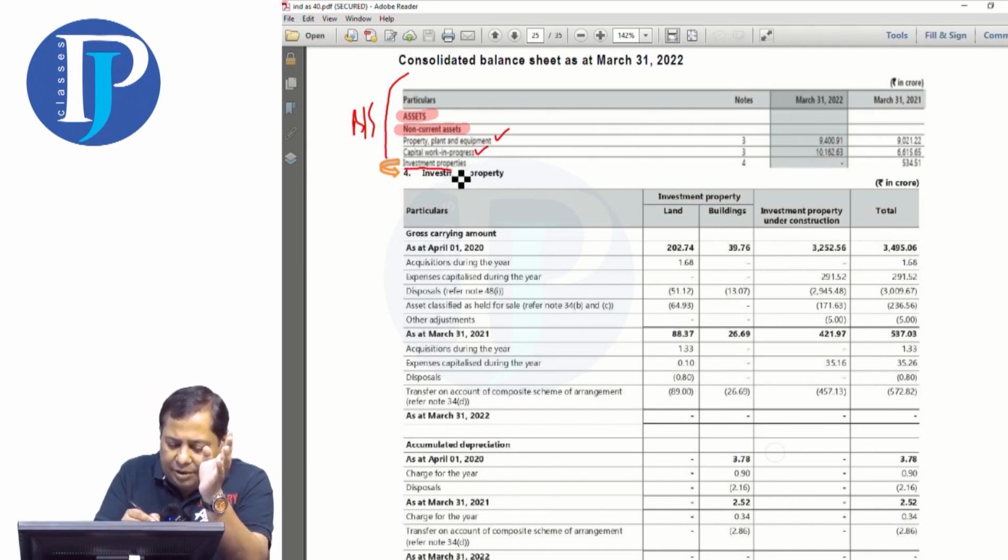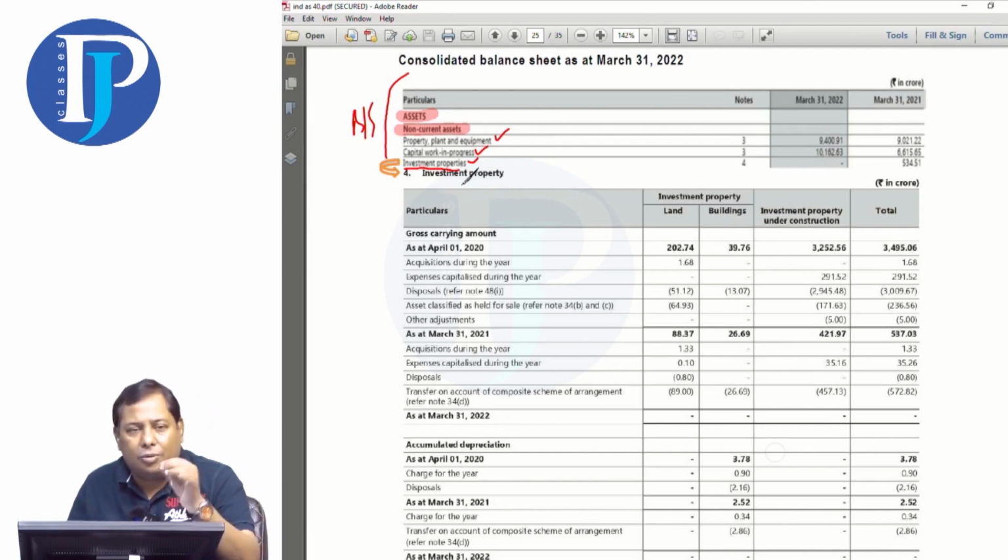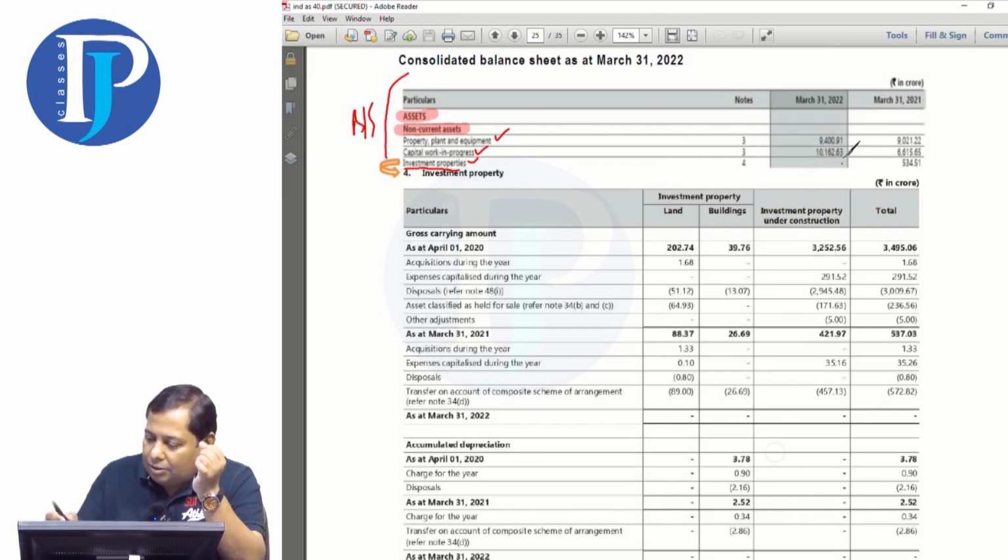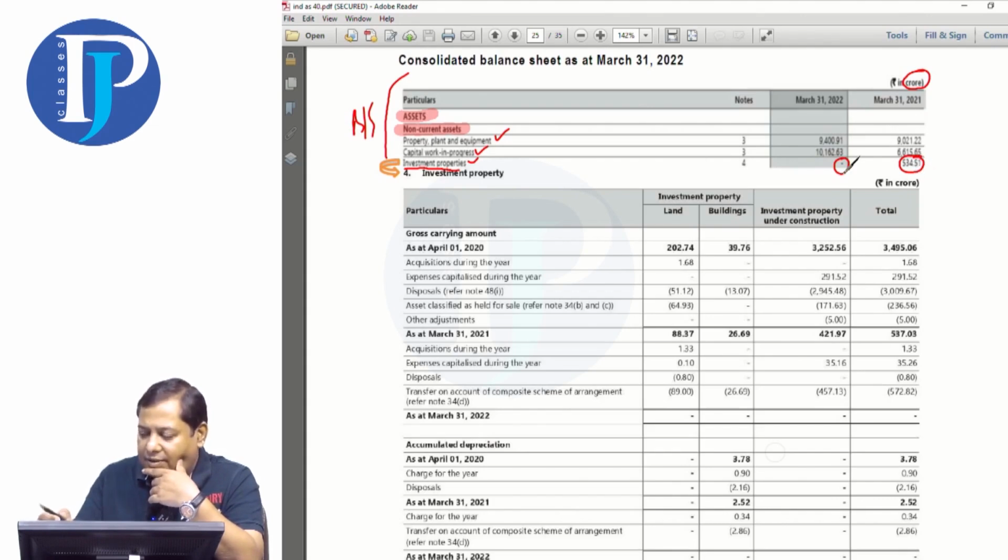Then there is investment property. They are trying to show where the investment property falls under non-current assets. So they should have chosen a company where all the assets are there, so we know the correct location where this property is shown. In the current year it is 0 and in the previous year it was this much. It is in crores. Did you understand? Property was there last year, but this year it's not.